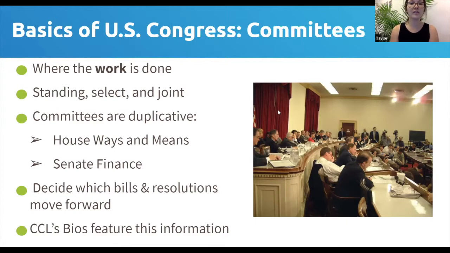It's not uncommon for a committee in the House or the Senate with the same jurisdiction to go by different names. So for example, in the House, we have Ways and Means, which deals with things like taxes. And in the Senate, they have an equivalent committee just known as the Senate Finance Committee. These committees, which are separated into different topics, are where bills and resolutions move forward for consideration. So if a piece of legislation is introduced and it touches a specific committee, it goes to that committee before it can then be considered by the full chamber, so the entire House or the entire Senate. And that's what is meant, if you've ever heard the phrase, a bill being in committee.